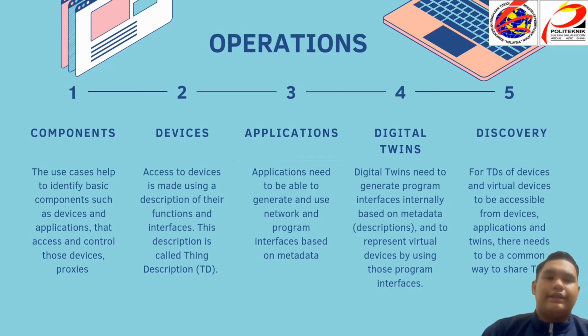Second is devices. Access to devices is made using a description of their functions and interface. This description is called thing description (TD). A thing description includes general metadata about the device, information models representing functions, transport protocol description for operating on information models, and security information.